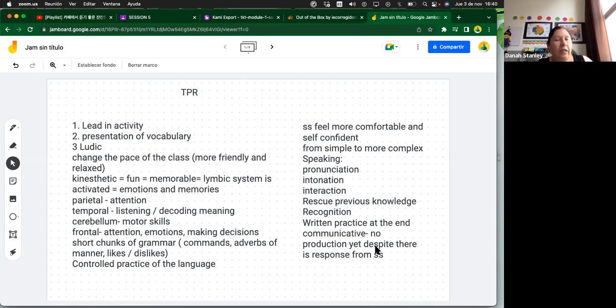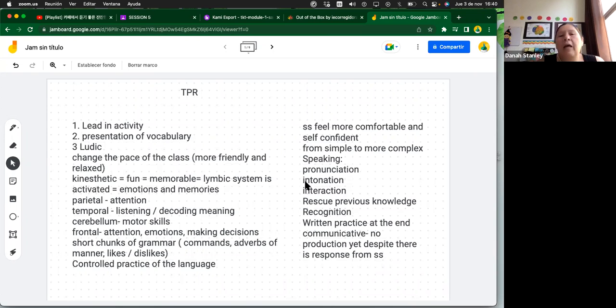They go from very simple to more complex chunks of language. Because she began with just the actions, and she ended up by adding the adverb of manner. So you can increase the difficulty like that. There is a speaking part when they need to give the command to each other. So you change the interactional patterns. It's not the teacher and the students, it can be student to student.